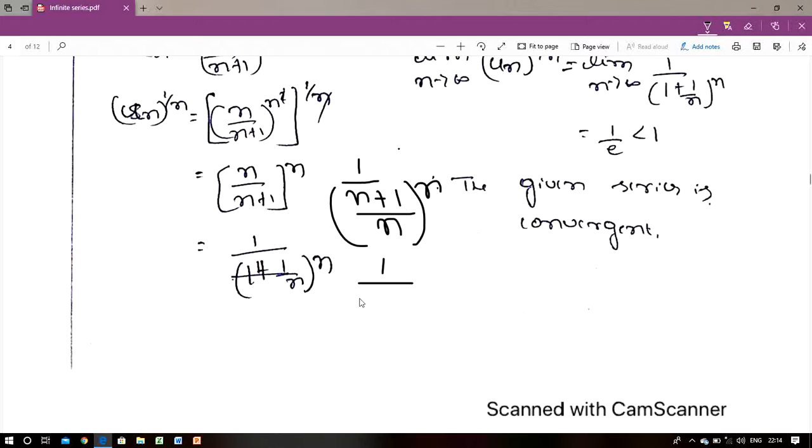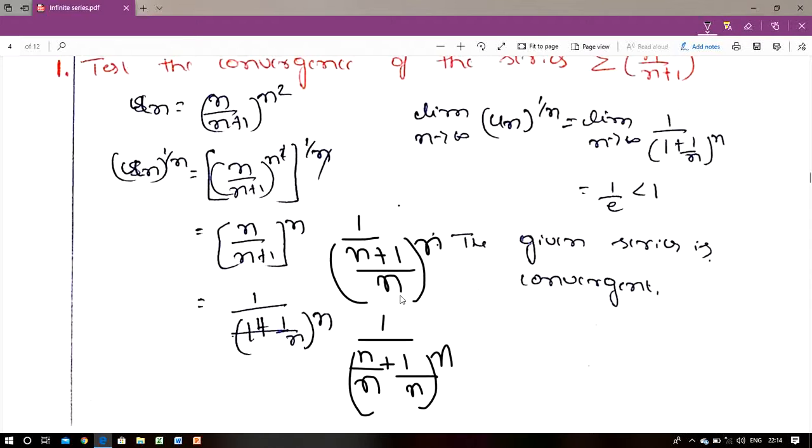Then it becomes n by n plus 1 by n, the whole to the power of n. Then n by n cancels, and you get 1 plus 1 by n, the whole to the power of n.